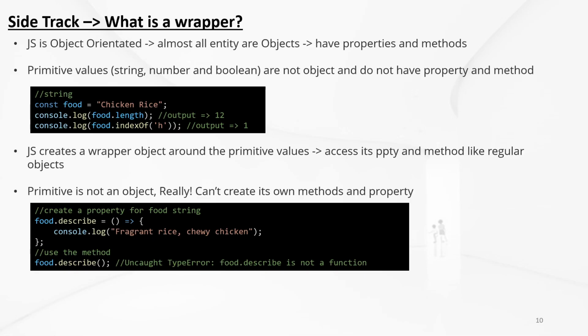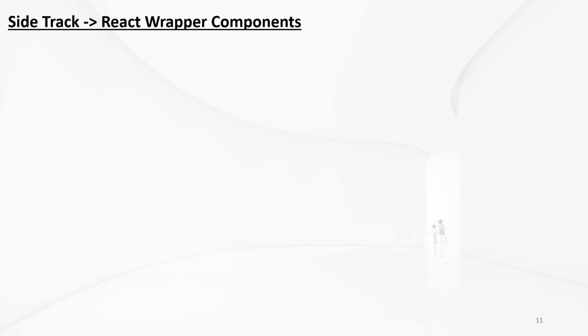So this proves that a primitive value is not an object, because you can't create its own methods and properties. So now that we understand what a wrapper is, I want to introduce you to what a React wrapper component is.